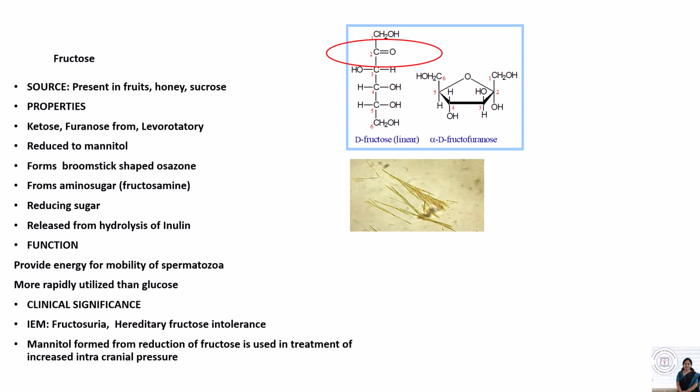So fructose is reduced to mannitol, its alcohol form, and when fructose is made to react with phenylhydrazine, it forms broomstick shaped osazone crystals. So fructose can also be converted to amino sugar. It's reducing in nature because it reduces the cupric ions of Benedict's reagent to cuprous ions. Now fructose is also present in inulin, which is a homopolysaccharide of fructose. Coming to functions of fructose, it provides energy for the motility of the spermatozoa. So the next important function is that it is more rapidly utilized than glucose.